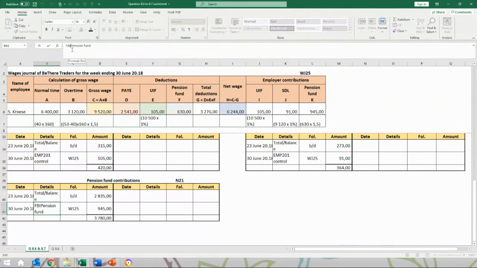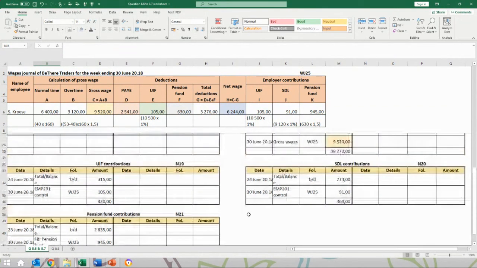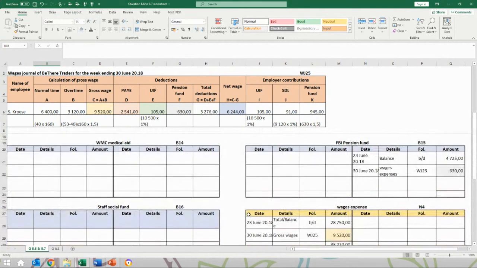Okay, so what do we credit now? We credit the FBI pension fund account. That is correct, with the 945 Rand. And that is how we've recorded our wages journal to our general ledger accounts.